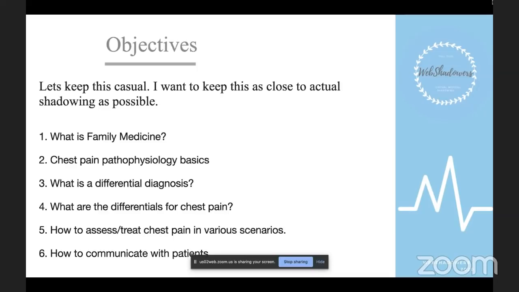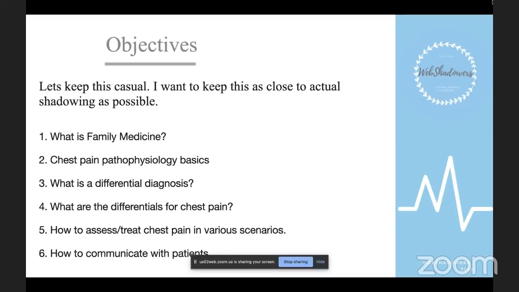What is a differential diagnosis? That's a term that you're going to hear a lot as you move down the path, and I'm sure you've heard it in some of your other talks as well. So we'll talk about that. What are some of the differentials for chest pain? How to assess and treat chest pain in various scenarios like we're talking about. And the big one, I think, more than anything, is how to communicate with patients, and I'll get into that.